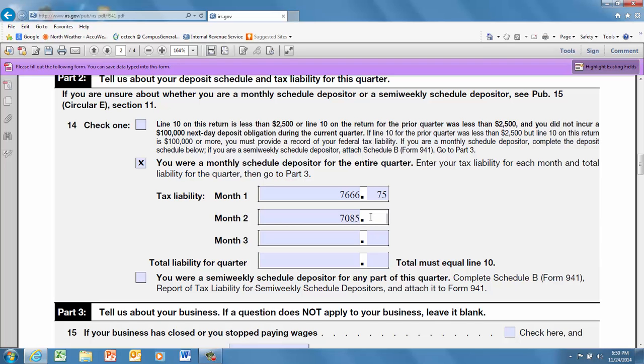$7,085.55 and month 3, I'm going to use the same number that they have there. $7,019.53. Now, I need to add those 3 together.